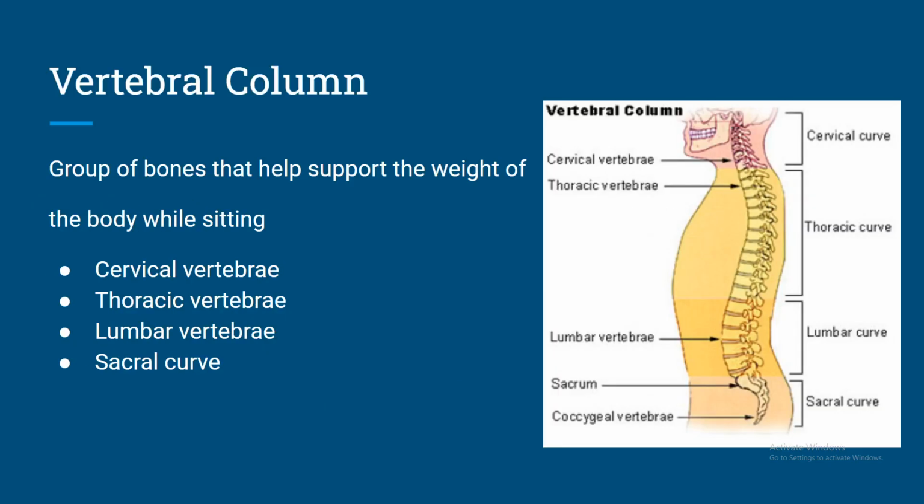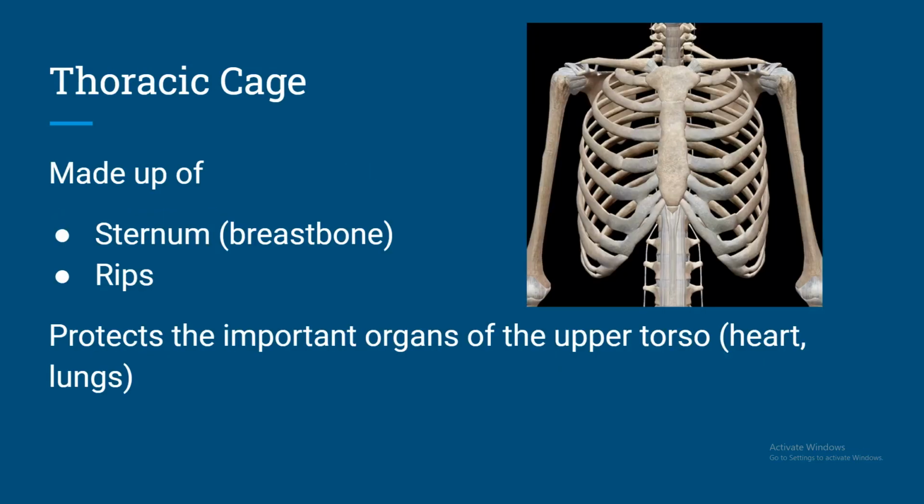Now move down to the spine, or the vertebral column. It's a group of bones that help support the weight of the body while sitting. Here is the thoracic cage, or the ribs and the breastbone. They protect the important organs of the upper torso, mainly the heart and lungs.